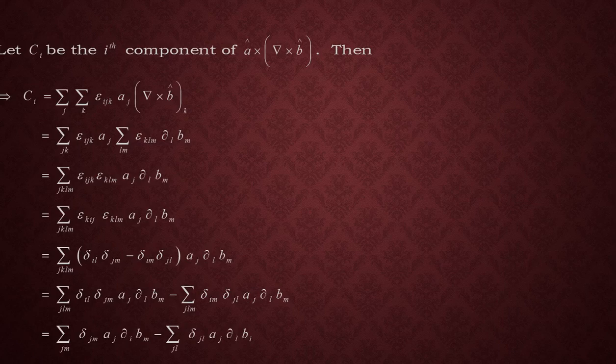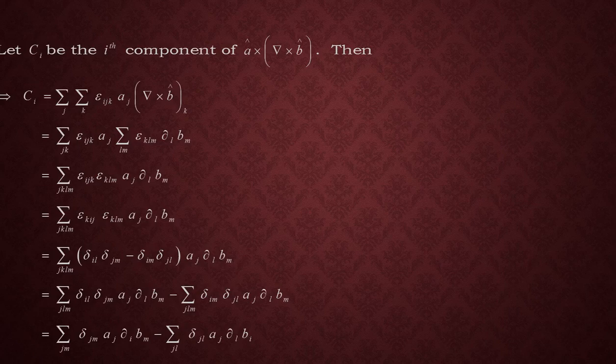Now in this expression we have the product of two Levi-Civita symbols, epsilon suffix kij into epsilon suffix klm. For this product, we have a formula in the properties of Levi-Civita symbol.